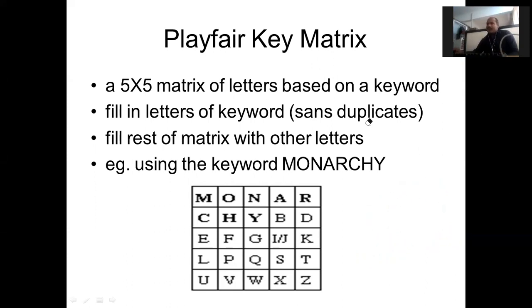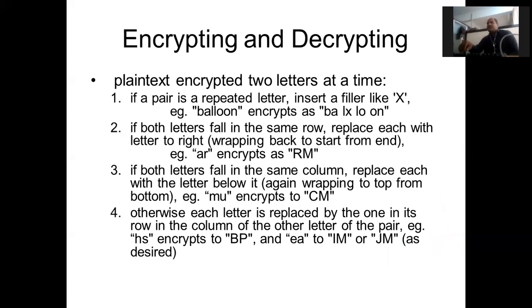Now, can you imagine what the second rule will be, if the letters occur in the same column? The third rule is that if both letters fall in the same column, I am repeating once again, then replace each with the letter below it, again wrapping to the top from the bottom. For example, MU encrypts to CM.